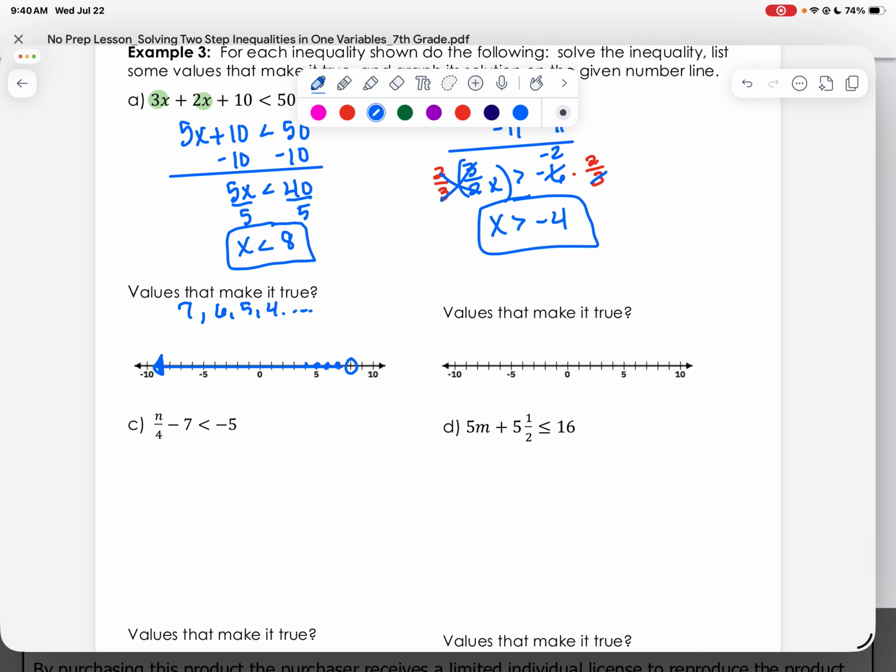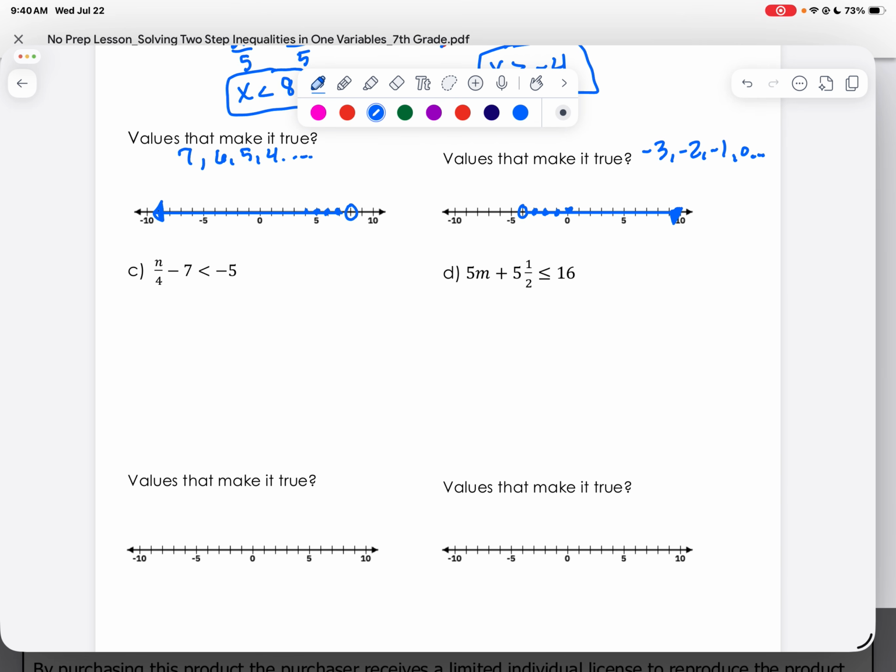Hold on. Here's negative 4 right here. I want numbers that are bigger than negative 4. So that would be like negative 3, negative 2, negative 1, 0, and so on. So let's put filled in circles at negative 3, negative 2, negative 1, 0, to infinity. So this time, I hope you can see that you're going to shade your number line to the right. So for greater than, we're going to shade to the right.